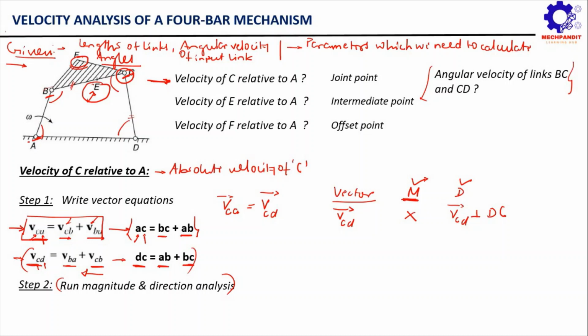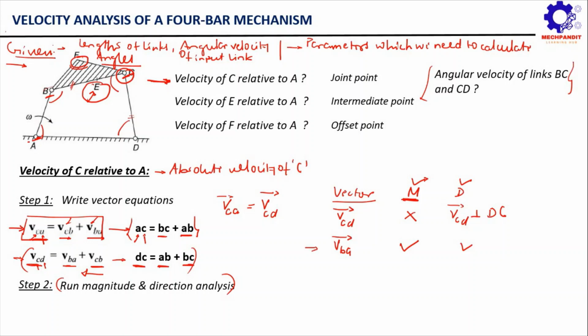But now let's go to the next vector, which is the VBA vector, correct? Now the VBA vector, if you observe carefully, is known in magnitude as well as direction. Now here comes the trick. Initially, when I mentioned the parameters which we need to calculate, I skipped the velocity of point B for some time. So that is the reason. Now you can observe the reason here.